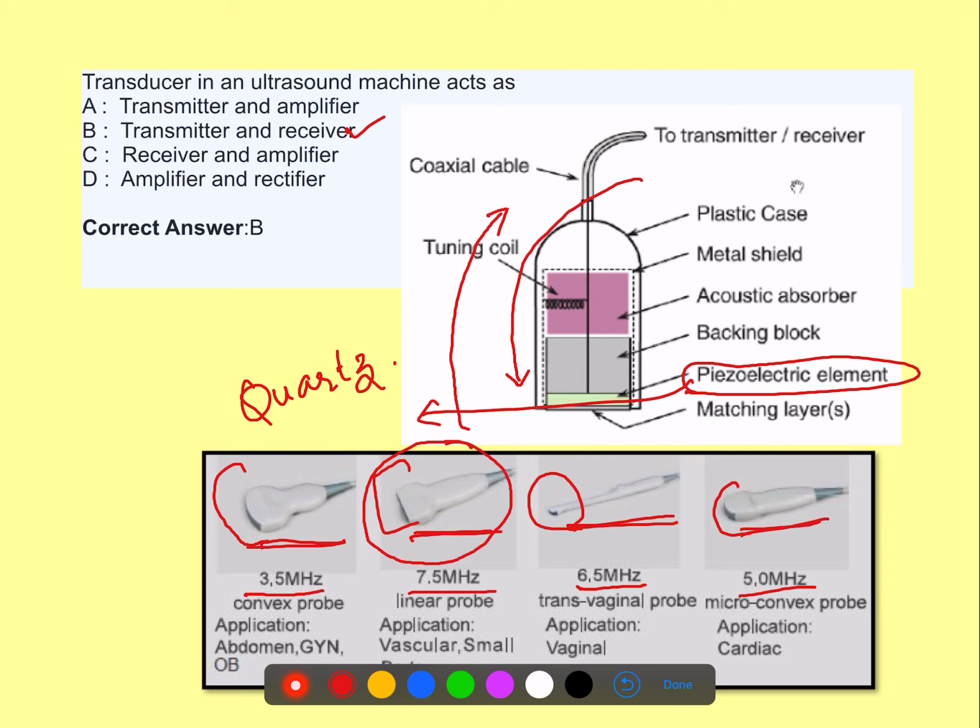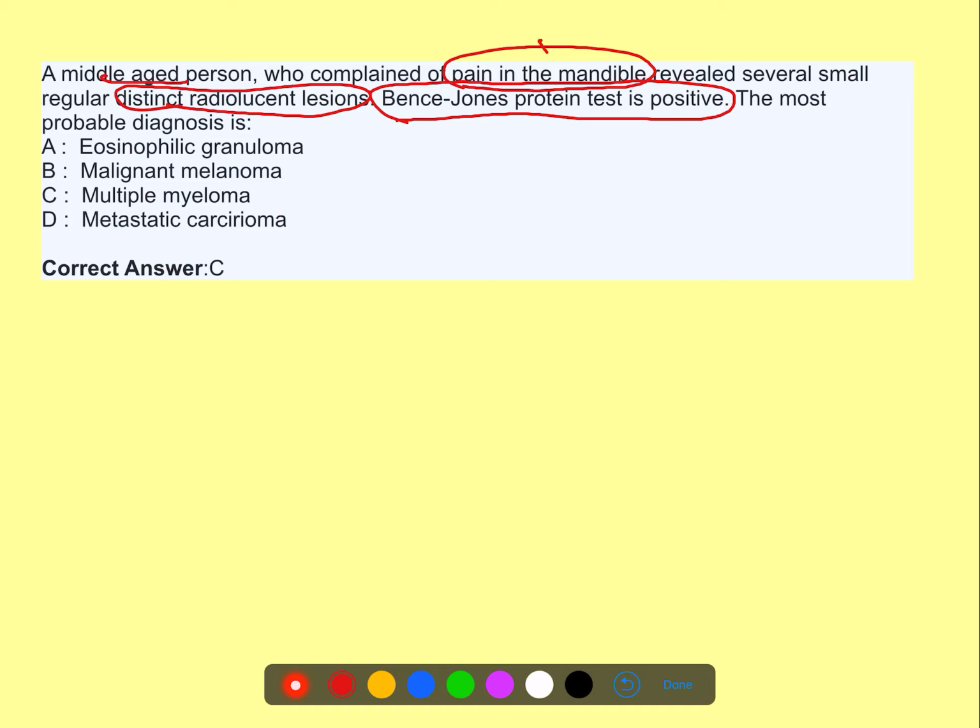This question is diagnosis and pathology based. You can see here a middle-aged person complains of pain in the mandible. Radiographs revealed several small, regular, distinct radiolucent lesions, and Bence-Jones protein test is positive. So the most probable diagnosis is? This pain in the mandible is a clinical feature. Radiolucent lesions is a radiographic feature, and Bence-Jones protein test positive is a pathology test feature.